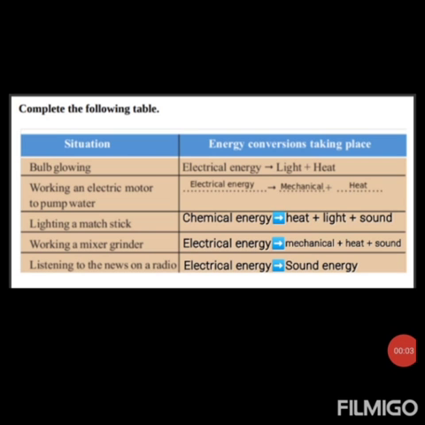Now here a table is given, and in that some situations are given, and we have to see what are the energy conversions taking place there. In that first one, bulb glowing, and the first energy is electrical energy, which is needed for the bulb to glow. And when the bulb glows, it converts to light energy. And if we glow the bulb for so much time, heat energy is also produced there. So the energy conversion is electrical energy is converted to light energy plus heat.